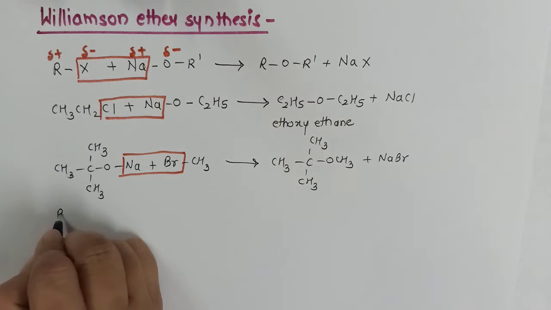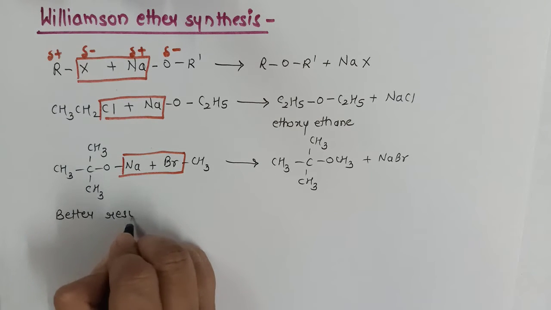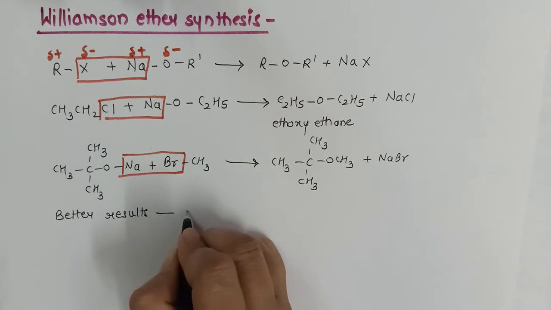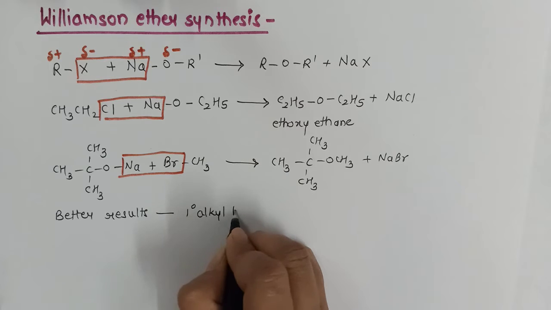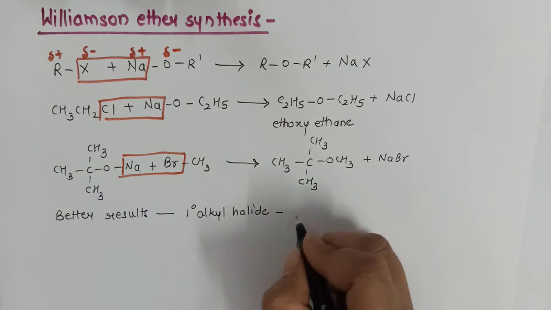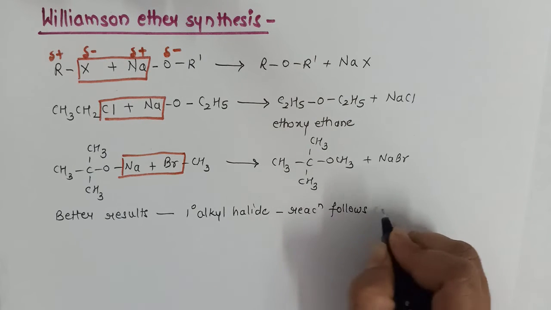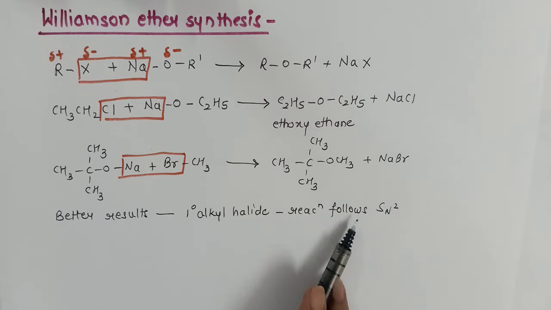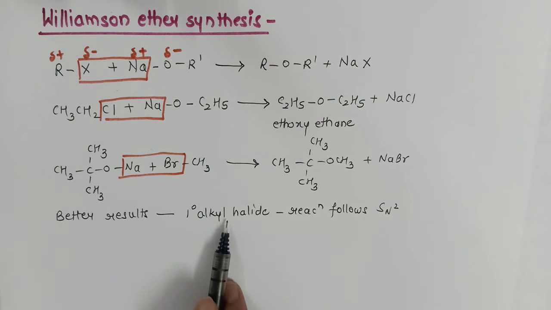The better results are obtained if we take 1 degree alkyl halide. Now why? As the reaction follows SN2 path, and we know SN2 proceeds in a better way with 1 degree alkyl halide, and therefore the better results will be obtained when we are using 1 degree alkyl halide.